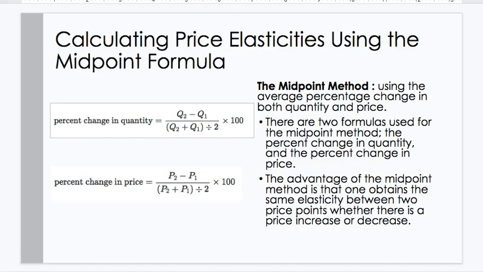Calculating the price elasticities using the midpoint formula. Percent change in quantity: Q2 minus Q1, all of that over (Q2 plus Q1) divided by 2. Percent change in price: P2 minus P1, all of that over (P2 plus P1) divided by 2. The midpoint method uses the average percentage change of both quantity and price. There are two formulas used for the midpoint method, the percent change in quantity and the percent change in price. The advantage of this midpoint method is that one obtains the same elasticity between price points, whether there is a price increase or decrease.